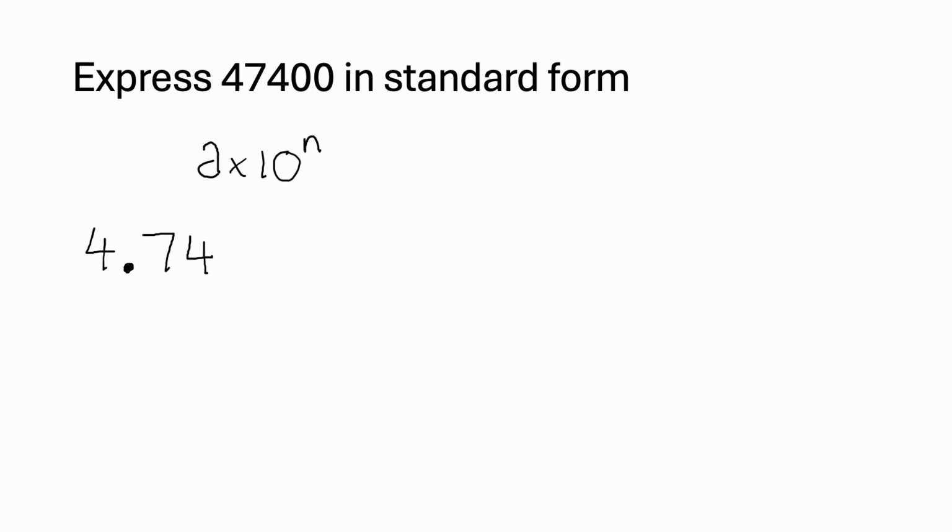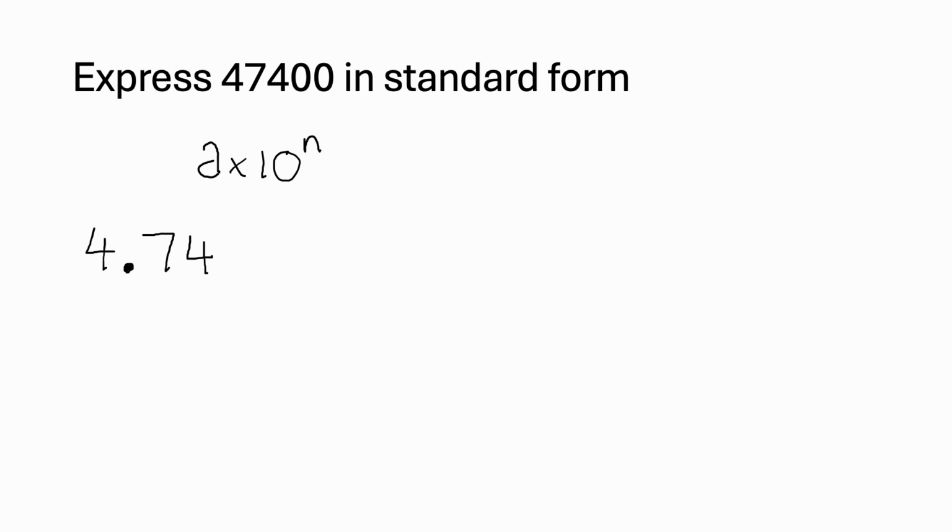So it'll turn into 4.74 essentially. Because we are going to make 4.74 into a bigger number to get 47,400, we're going to times by a positive integer. When we are dealing with big numbers, our integer is going to be positive, but when we are dealing with smaller numbers, like 0.000003, for instance, our power is going to be a negative integer.